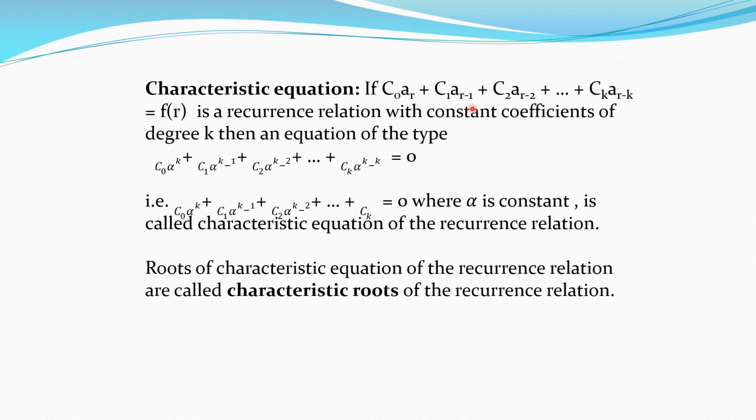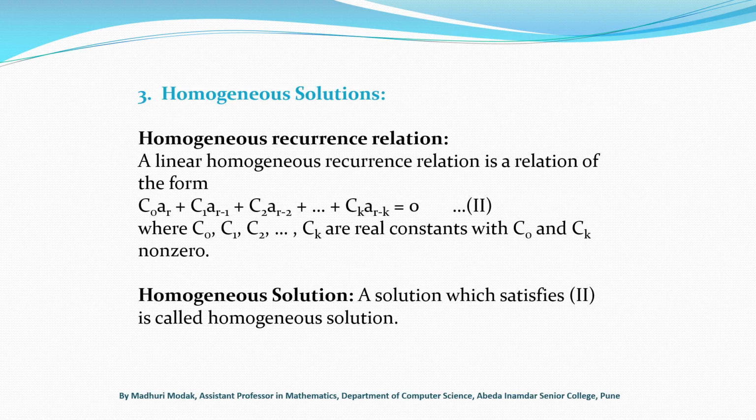So as the linear recurrence relation has degree or order k, we are getting a characteristic equation in which the maximum power of alpha is k. The constants C0, C1, Ck remain the same. Instead of a_(r-1), a_(r-k), we are replacing them by alpha to the power k, then k minus 1 and so on. Now roots of the characteristic equation of the recurrence relation are called characteristic roots of the recurrence relation. So once you solve that characteristic equation, we get the values of alpha, which are nothing but the characteristic roots of that recurrence relation.